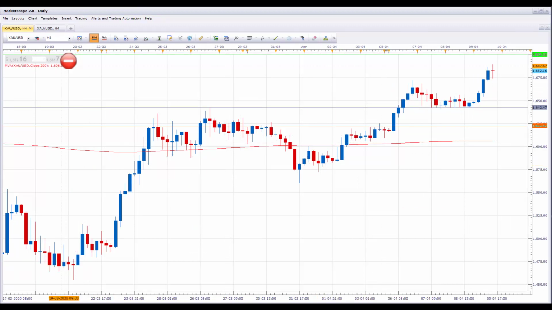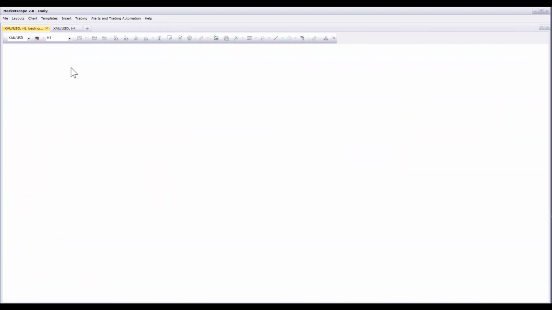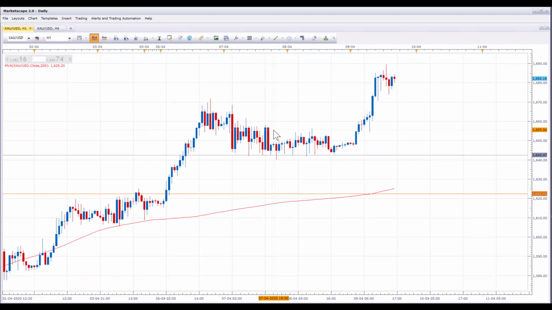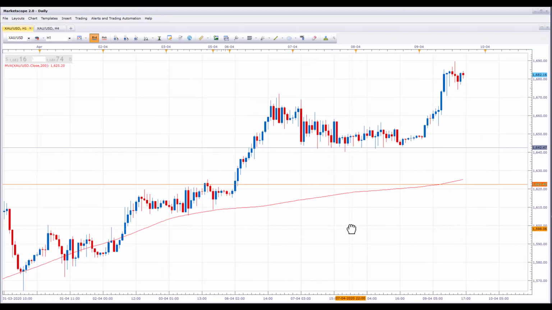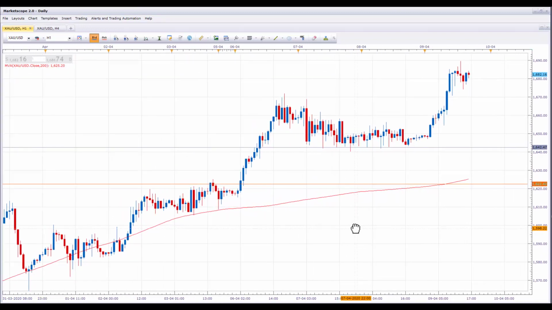Now, in this gold to US dollar chart, we have established that the trend is up, so I will only be looking for a buy trade. I will not go in for a sell trade simply because the gold to US dollar is in an uptrend, and I always like to trade in the direction of the trend, so I have a higher probability of success.